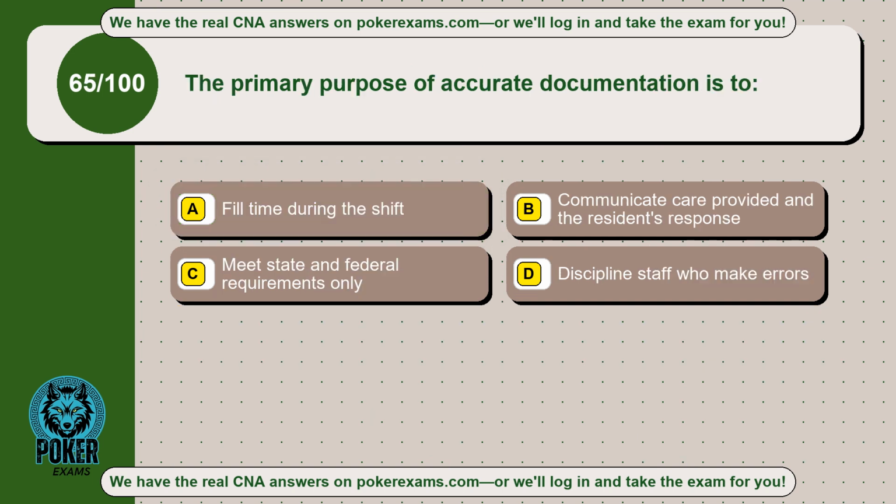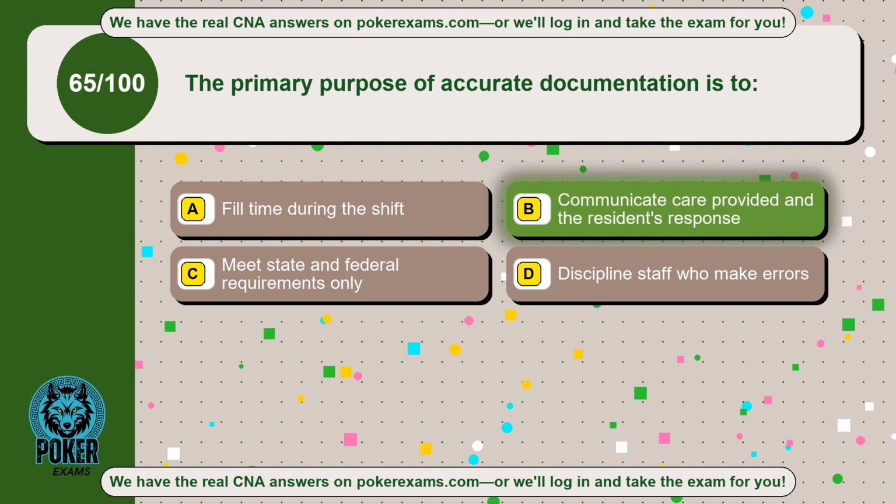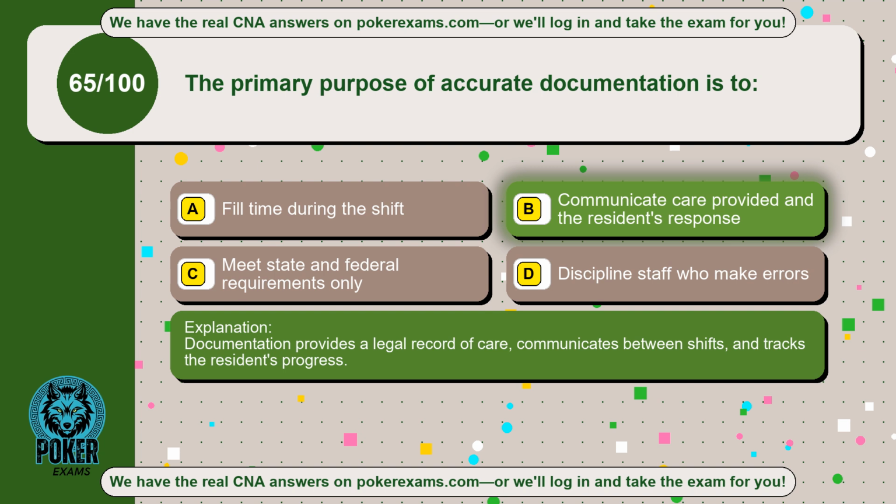Question 65. The primary purpose of accurate documentation is to: Option A, fill time during the shift. Option B, communicate care provided and the resident's response. Option C, meet state and federal requirements only. Option D, discipline staff who make errors. The correct answer is option B. Communicate care provided and the resident's response. Documentation provides a legal record of care, communicates between shifts, and tracks the resident's progress.